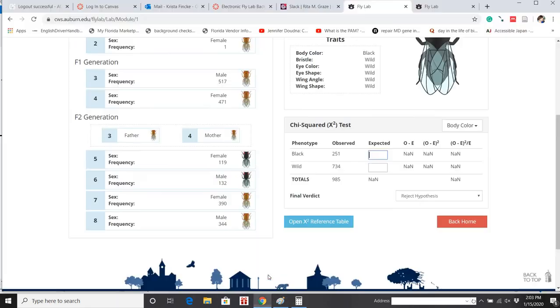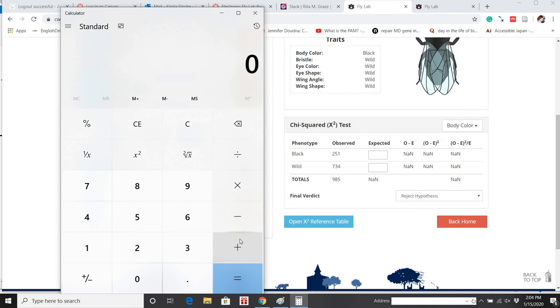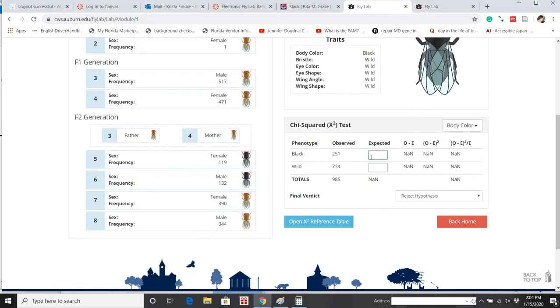So let's look at our FlyLab again. We got a total of 985 flies, and we would expect 1/4 of them to be black. So to figure out our expected amount of black flies, we take the total, and I'm going to multiply by 0.25 because that's the same thing as 1/4. You can do the math however you want, decimal, fraction, whatever. Just make sure you've got your percentages right. And that would give us 246.25. Well, I don't want 1/4 of a fly, so I'm going to round down.